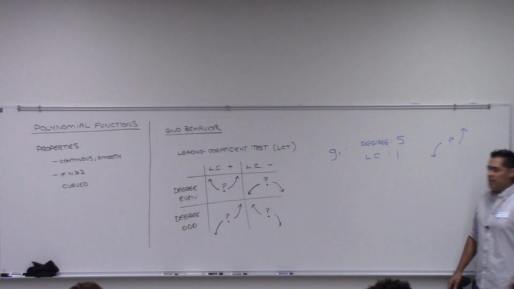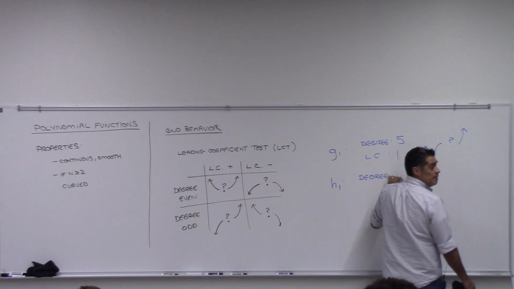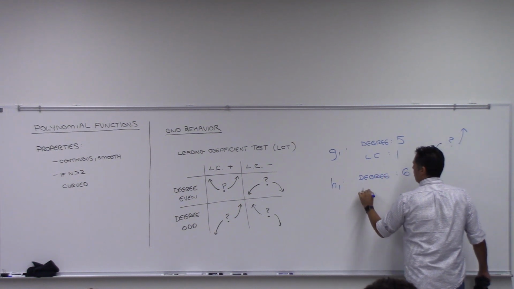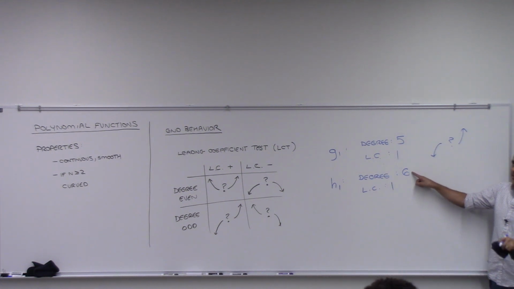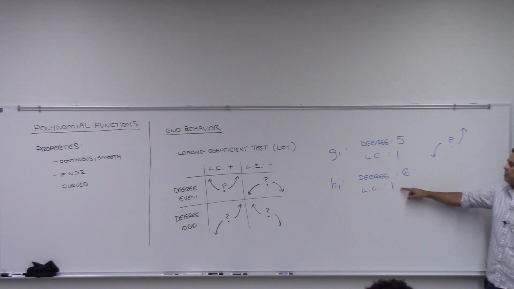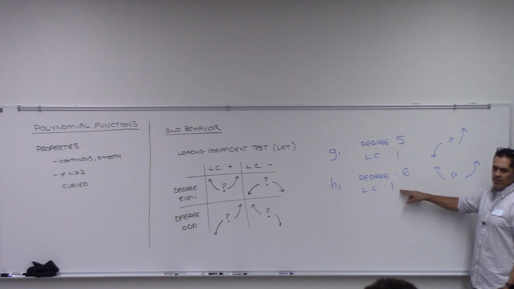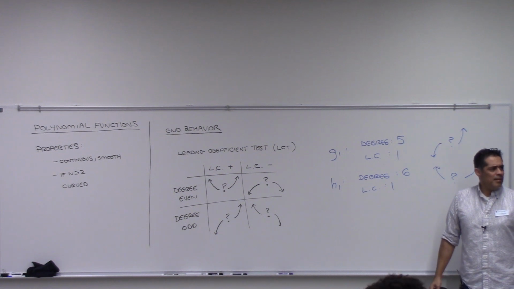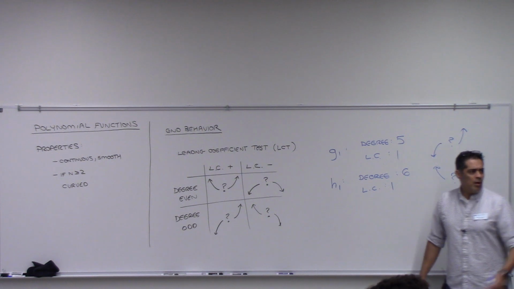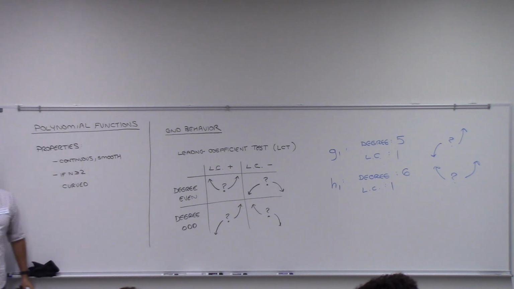Okay? How about H1? What's the degree? 6. Okay, and the leading coefficient? 1. So the degree is even. The leading coefficient is positive, so we should expect up, up, right? Up, up. Even, positive. That's it. For the end behavior, that's it. Are any of these interesting? Not really. These are all pretty boring. What would J1 be? Just tell me left side, right side. J1. Left side down, right side up. How about K1?